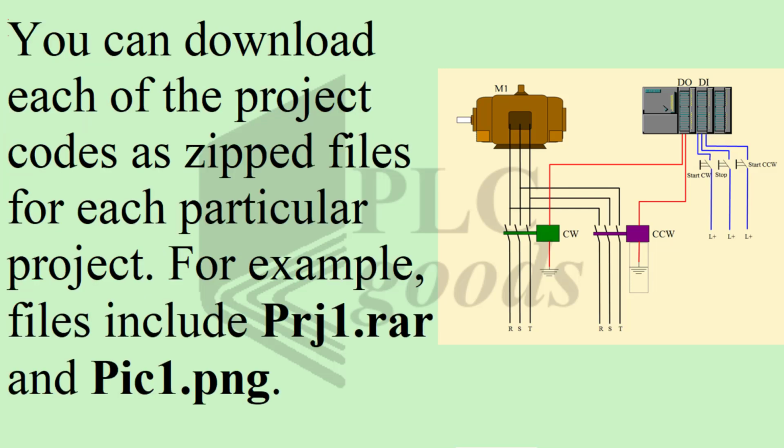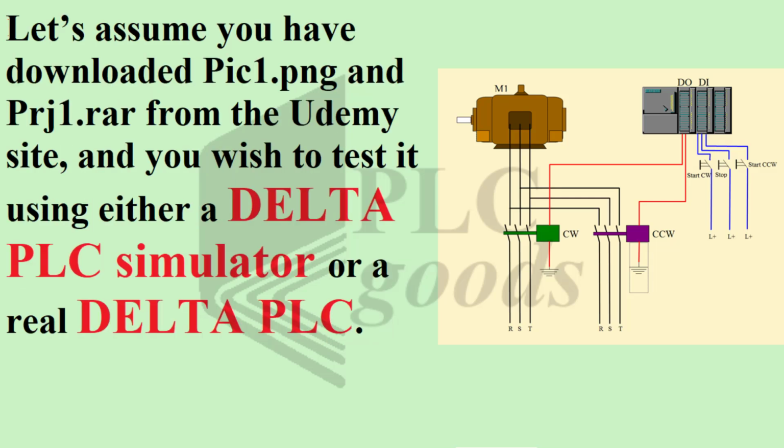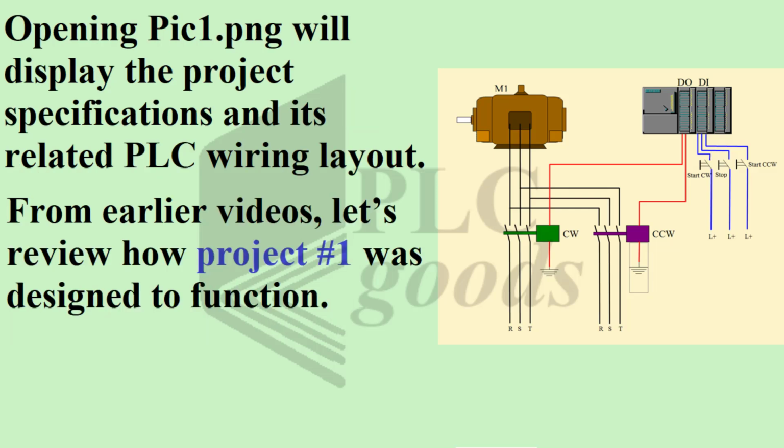You can download each of the project codes as zipped files for each particular project. For example, files include prj.rar and pic.png. Let's assume you have downloaded pic1.png and prj1.rar from the Udemy site and you wish to test it using either a Delta PLC simulator or a real Delta PLC. Opening pic.png shows the project specifications and PLC wiring layout.